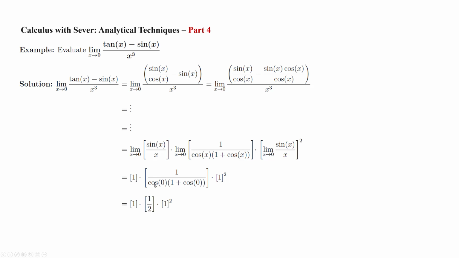Simplifying, this is just 2. In the denominator rather, this is just 2. Let's see that. Cosine of 0 is 1. 1 plus 1 is 2. 2 times 1 is 2. So this whole term becomes 1/2. And that's what I have. Finally, we multiply 1 times 1/2 times 1, which is 1/2. And we've done it. We have evaluated the limit.